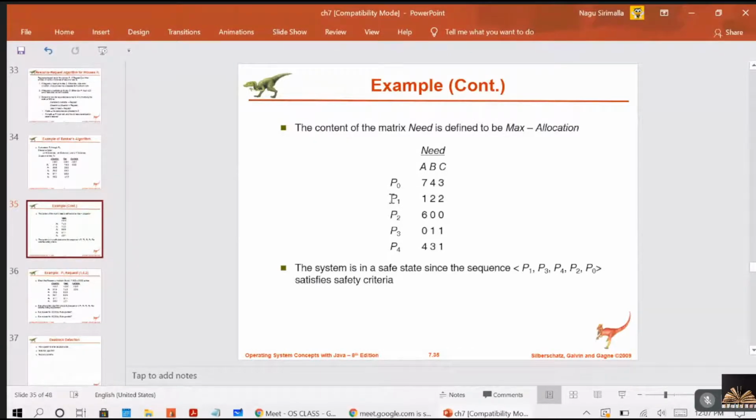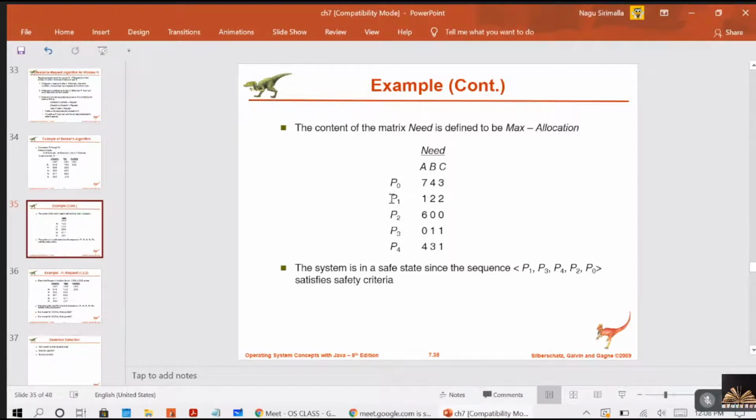After updating, you check, is it possible to give to P4? If possible, yes, give. Then what are the remaining now? P0 and P2. Among these two, you check which is feasible. Can I give to P0 or can I give to P2? If I can give to P0, you can give, but here it is not possible. You can give to P2.